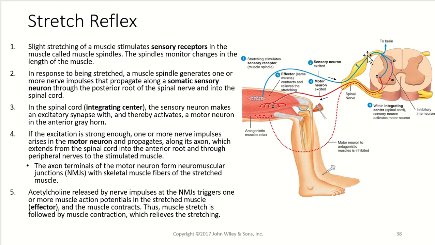Then that information is going to go to the integrating center, which is within the spinal cord, and the sensory neurons are going to activate motor neurons, all right? And then from there, this integrating system is going to lead to the activation of our motor neurons, which are being excited, which leads to some sort of effect. In this case, the muscle is going to contract, causing the stretching of this muscle spindle to decrease or stop, right? So that is basically the stretch reflex, as simple as we can get it.